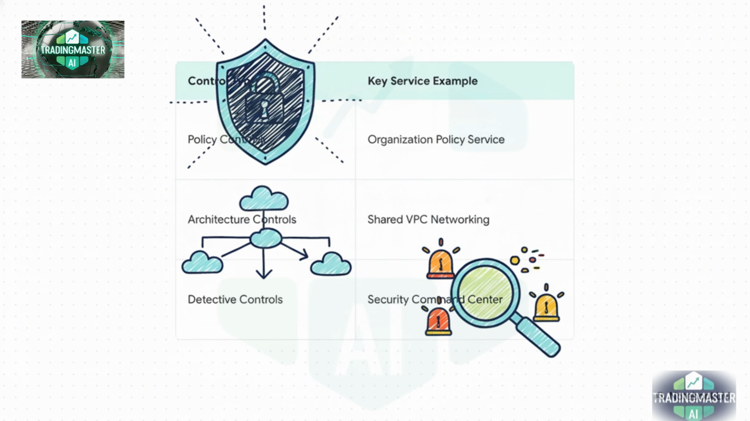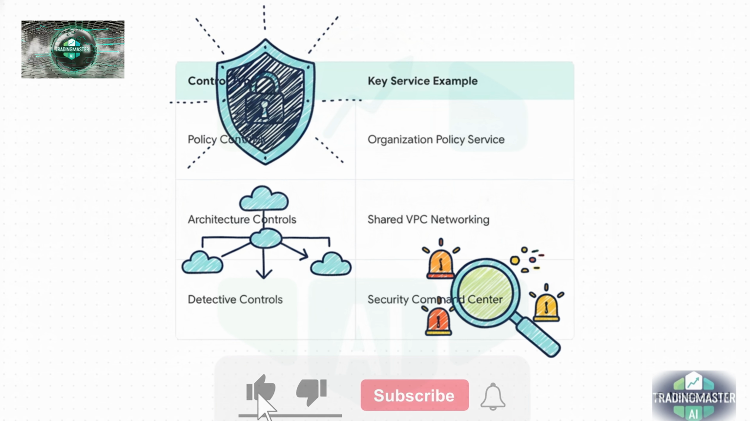We can map specific, powerful Google Cloud services directly to these layers. For policy controls, we're using the Organization Policy Service. For architecture controls, Shared VPC is the absolute cornerstone.